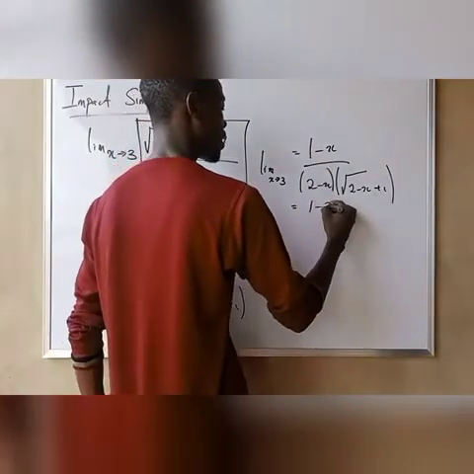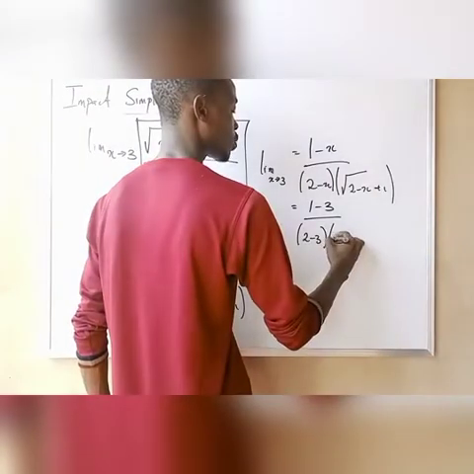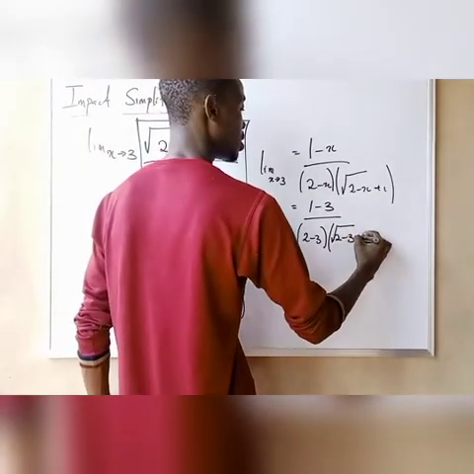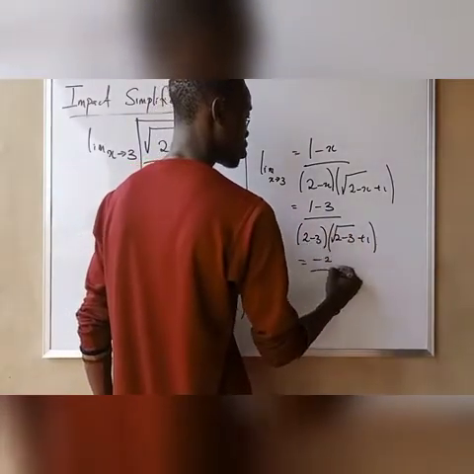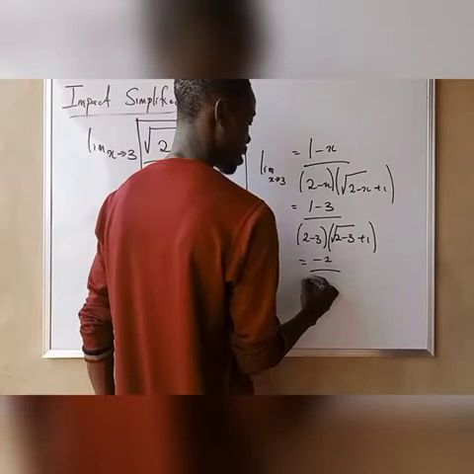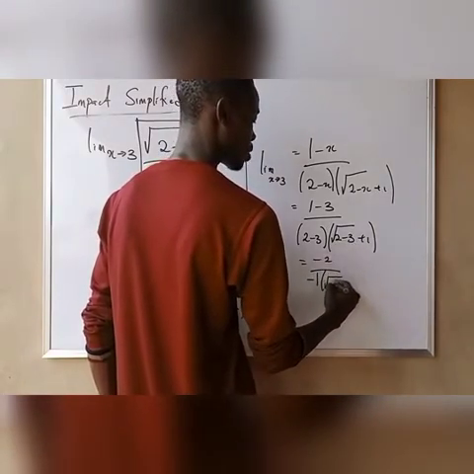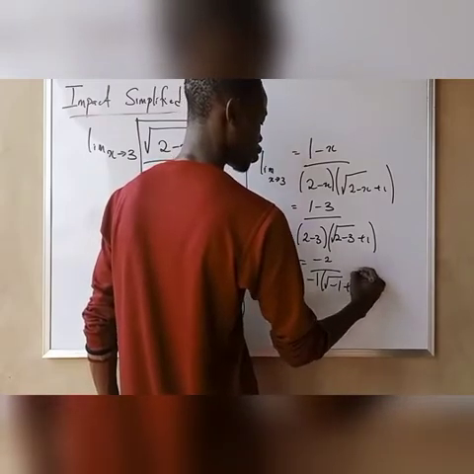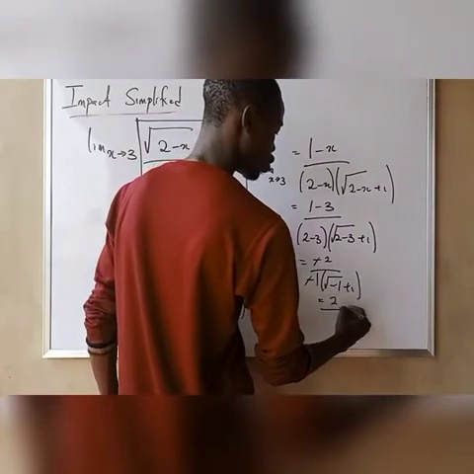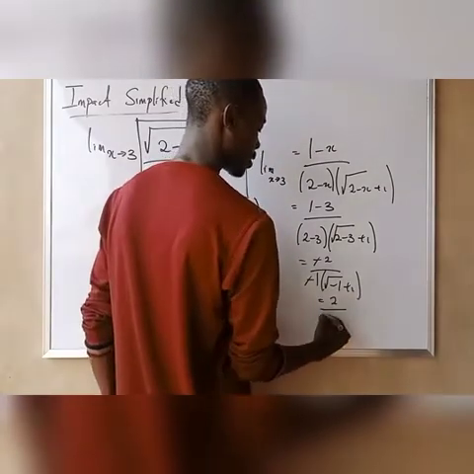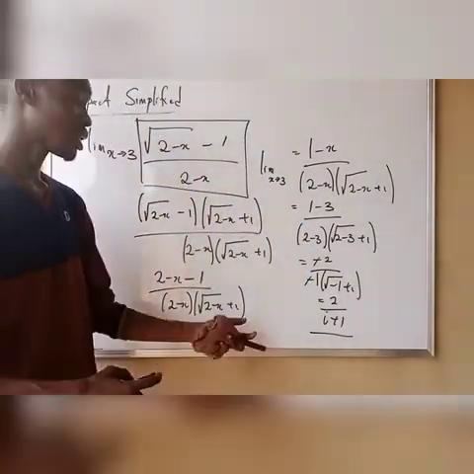That will give us 1 minus 3 into what? Into 2 minus 3. We have it as what? The square root of 2 minus 3 plus 1. And what do we have here? This will give us minus 2. This will give us minus 1. This will give us the square root of what? Of minus 1 plus 1. This will cancel. And lastly, that will give us 2 over, what is the square root of minus 1? I. Do we get that?